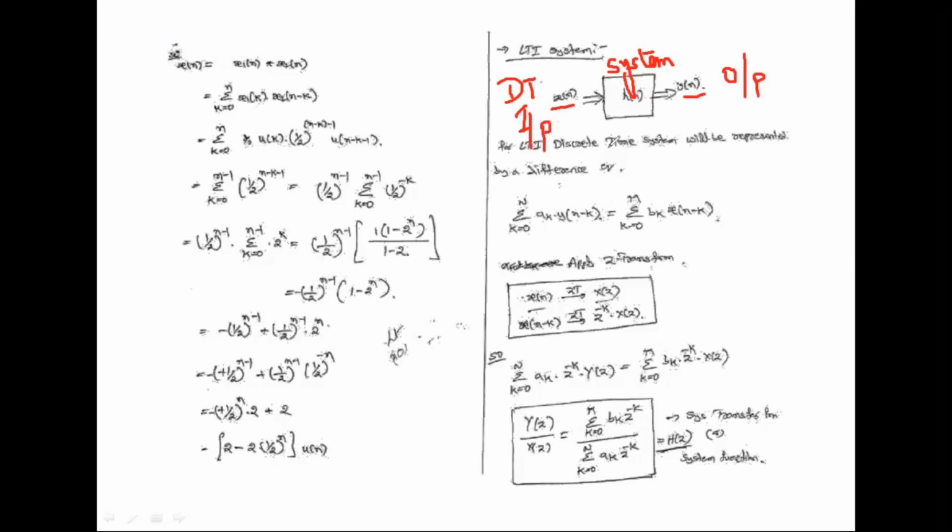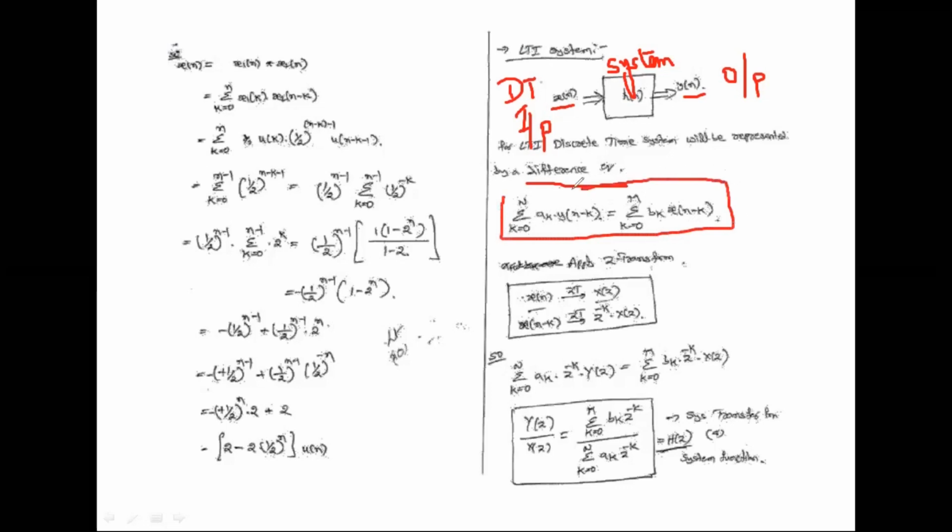A linear discrete time system will be represented by the difference equation. Remember, my dear friends, by the difference equation. What is the difference equation? Sum of k equal to 0 to N, a finite duration here, a suffix k, y of n minus k, is equal to sum of k equal to 0 to M, here the capital M, my dear students, b suffix k, x of n minus k. So in the difference equation, x is the input and y is the output function.